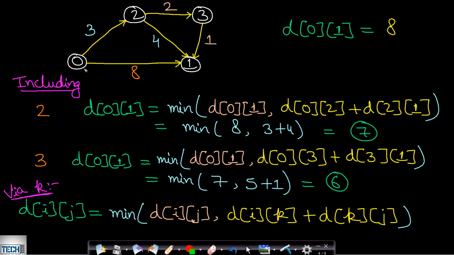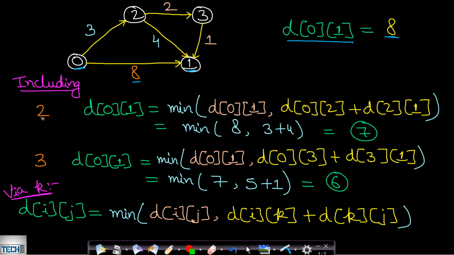So in this case, we had already assumed that we want to find the distance from 0 to 1, and initially we only know the adjacent vertices distance. So we just know that from 0 to 1 the distance is 8. Now I have already written here 8. Now we will try to include all the other vertices and we will try to optimize the shortest cost path.